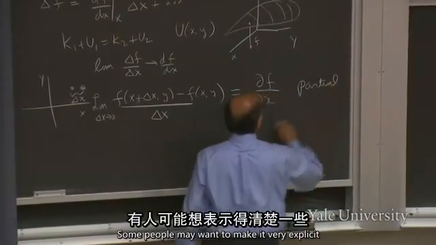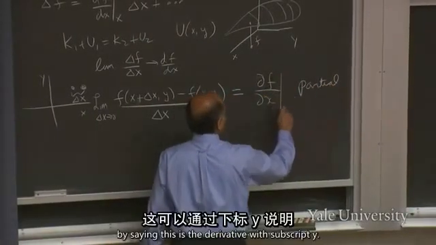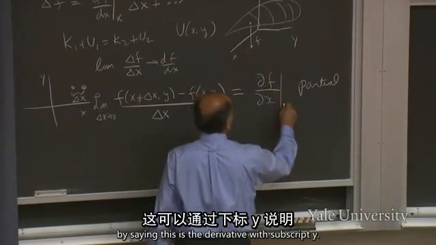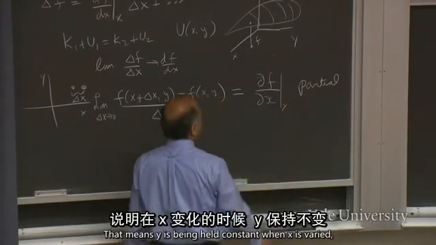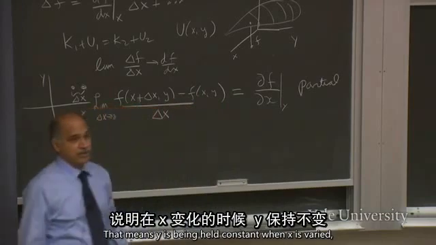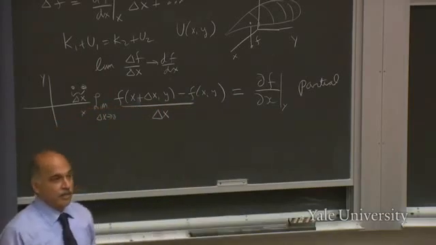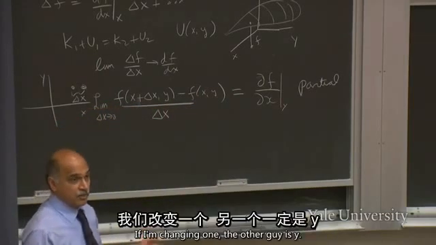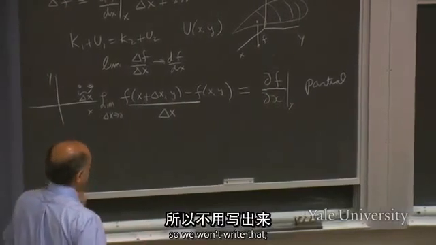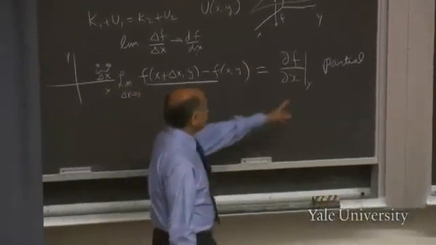Some people may want to make it very explicit by saying this is the derivative with subscript y. That means y is being held constant when x is varied. But we don't have to write that because we know we have 2 coordinates. So if I'm changing one, the other guy is y. So we won't write that.